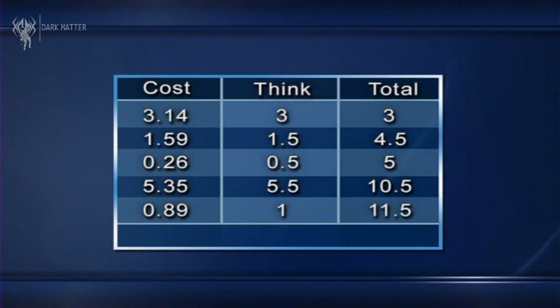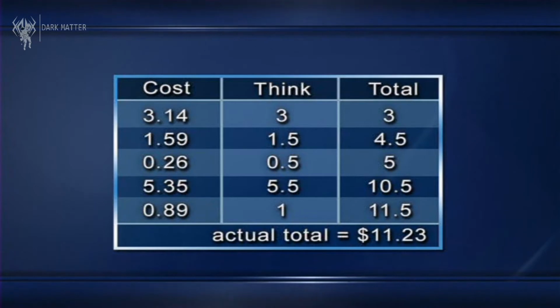The actual total is $11.23, so this estimate's pretty close. Using this method in practice, the overestimates and the underestimates tend to balance each other out, and your final estimate is usually within $1 of the exact cost. Let's move on to multiplication.